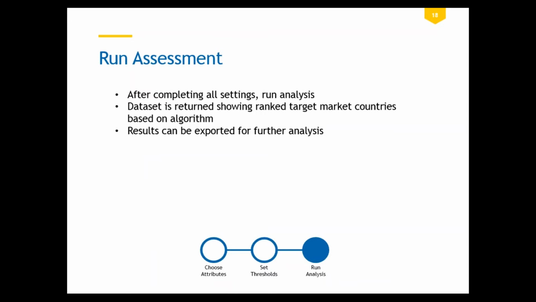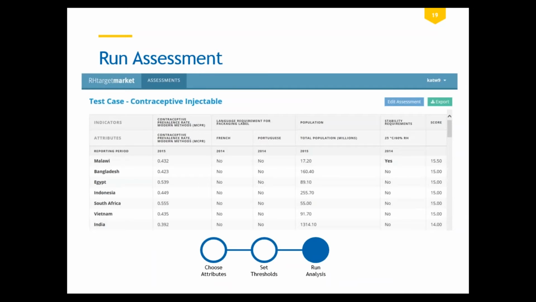And then you'll simply hit the Run Assessment button, and it will return the results. And from here, you'll see that we have several columns. We have the indicators and attributes across the top, and then we have the countries on the left, and then we have the data associated with that database.